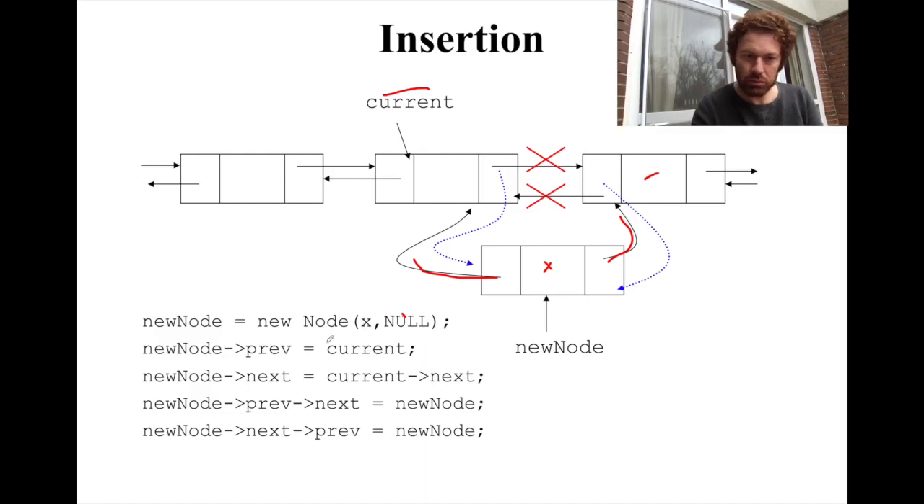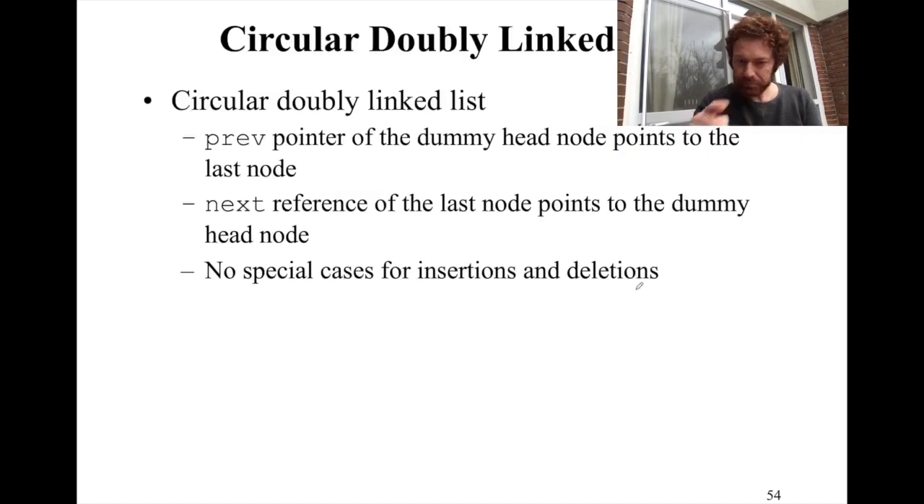Okay, makes total sense. Then I am not over. New.prev.next, so it was this node. I cross it over. It will now be equal to the new node. So I activate the blue pointer. And similarly, new.next.prev is not valid anymore. I will overwrite it with the new node, so I will activate this blue arrow. Okay, so it is really not that hard to implement a double linked list.